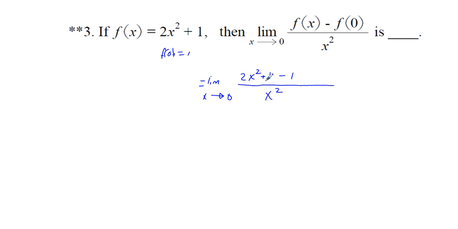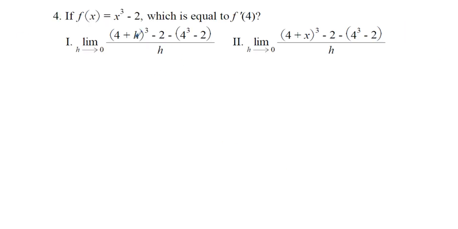Now, we're going to have 1 minus 1 cancel each other. So limit as x approaches 0 of, we have 2x squared over x squared. Now we have, again, 0 over 0, but x squared over x squared cancel each other. So our answer is going to be limit as x approaches 0 of 2. And what is that going to be? That is going to be equal to 2.